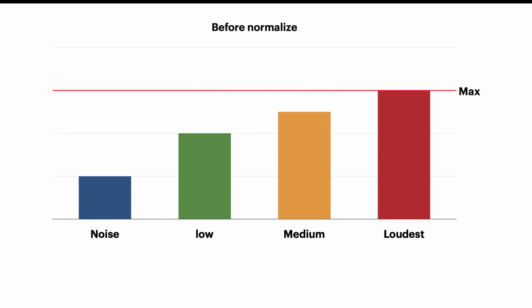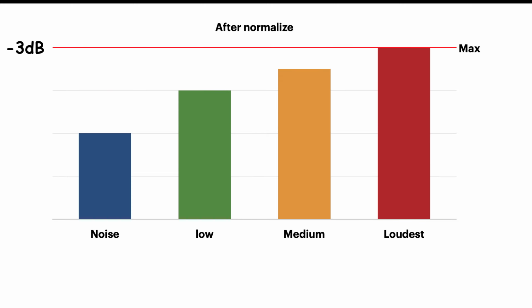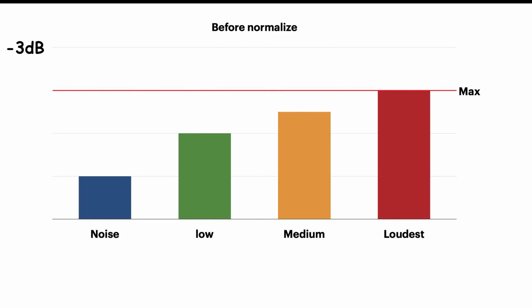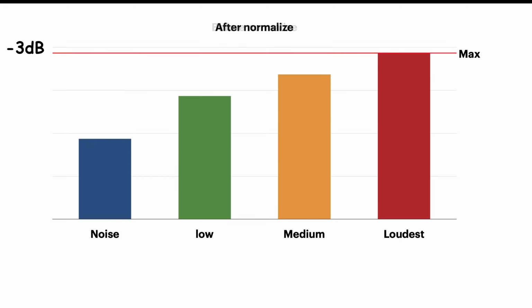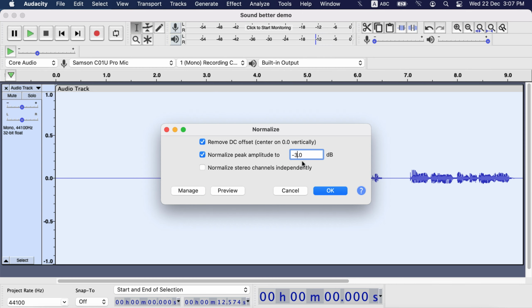This illustration will make it clear what normalization does. Let's say this is the minus 3 dB level. If you normalize to minus 3 dB, the loudest part will touch minus 3 dB. The volume of all other parts will increase by the same amount, including the noise. So normalization can bring back the noise you reduced earlier. The value of this field depends on a case to case basis.